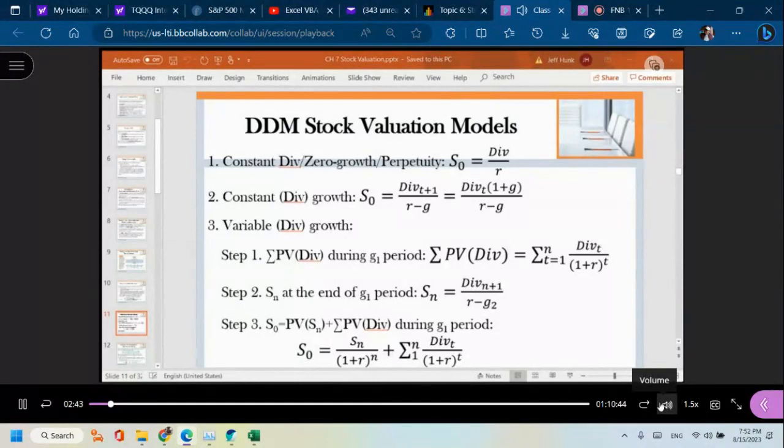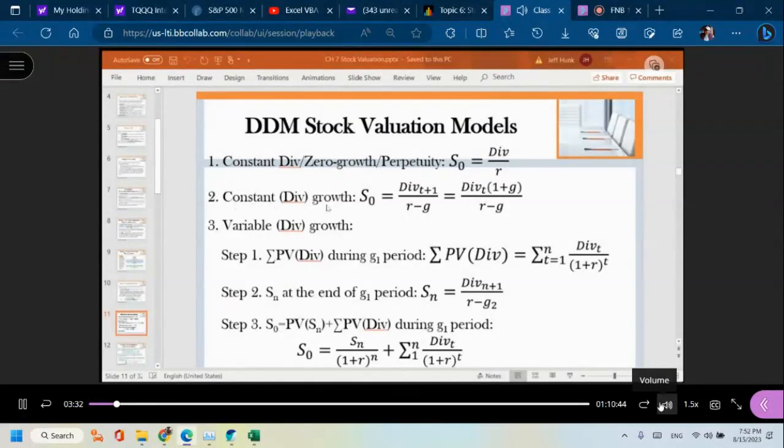Let's go back to the whiteboard. But before we go to the whiteboard, let's take a look at these 3 models first. The first one is called the constant dividend model or zero growth model. Constant dividend means the dividend doesn't change; it's always the same. That means dividend is not growing at all, or growing at a 0% rate. That's why it's called zero growth.